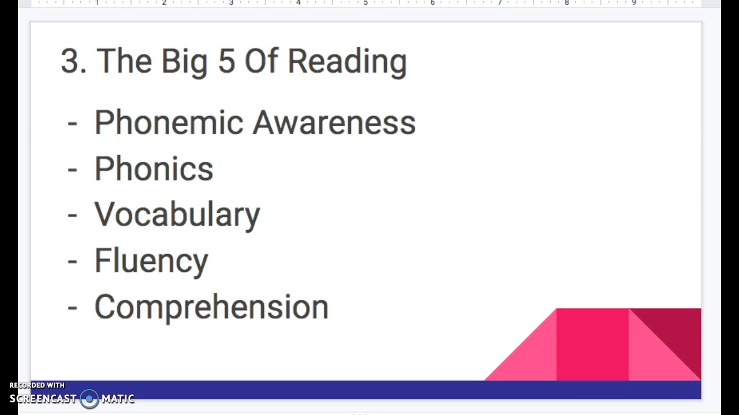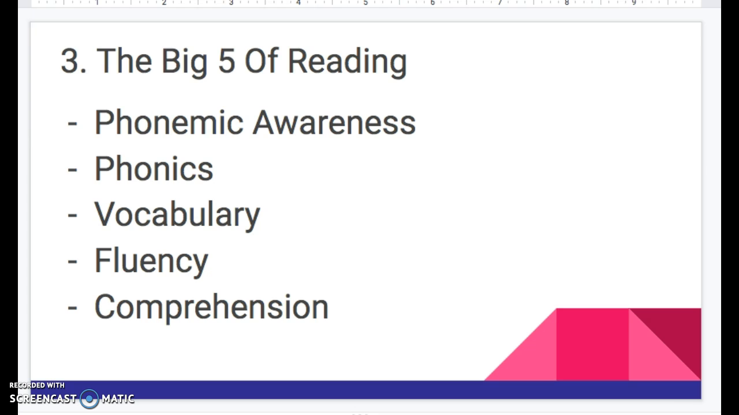Now let's break these down. Phonemic awareness is the ability to focus on and manipulate individual sounds in language. If a teacher asks her students to answer how many phonemes are in the word cat, the student must be able to recognize that the k, a, and t each make their own sounds that come together to make the word cat. That is phonemic awareness.